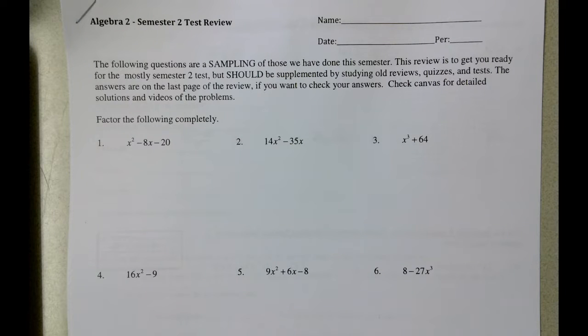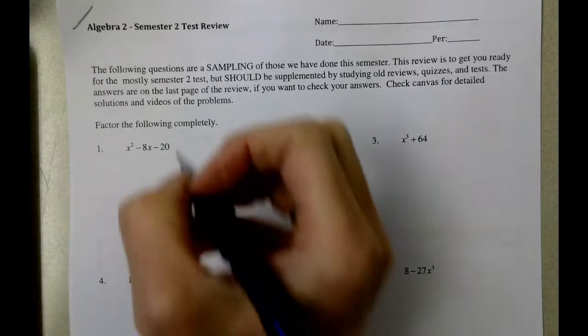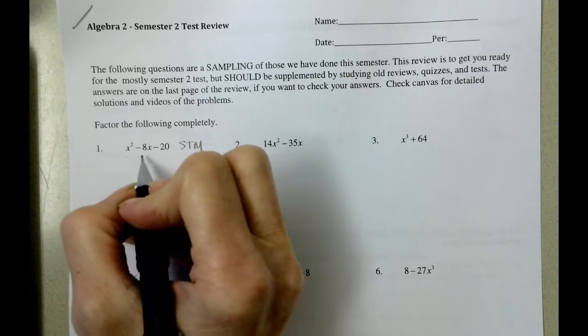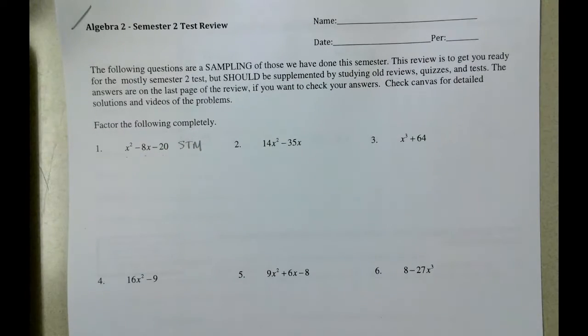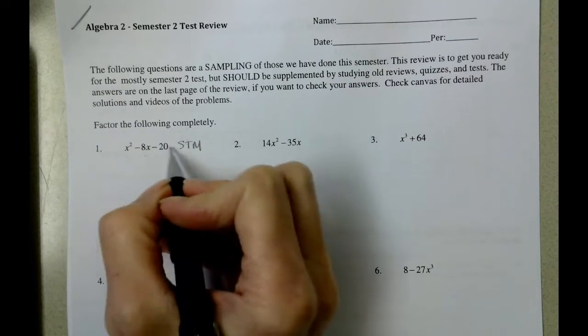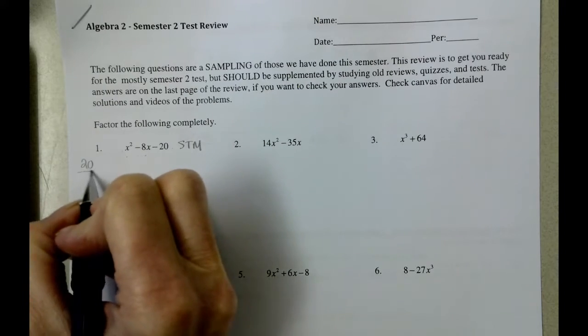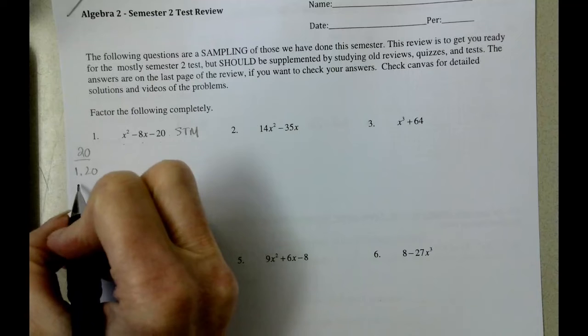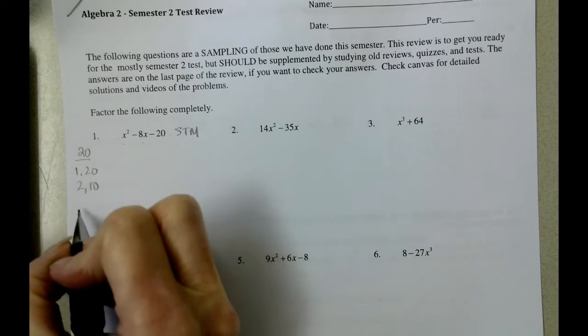Factor the following completely. So as we look at these, the first problem says x squared minus 8x minus 20. This is split the middle. 1, 2, 3 terms. 1 times 20 is 20, and the factors of 20 are 1 and 20, 2 and 10, and 4 and 5.